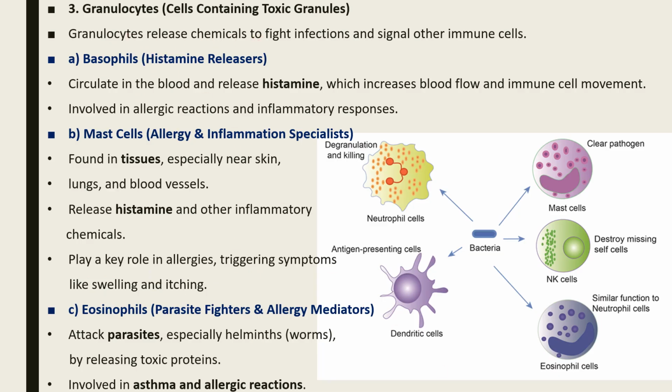Number three: granulocytes, cells containing toxic granules. Granulocytes are further divided into basophils, mast cells, and eosinophils. Basophils circulate in the blood and release histamine, which increases blood flow and immune cell movement, while mast cells are found in tissues, especially near the lungs and blood vessels, and release histamine and other inflammatory chemicals. Eosinophils attack parasites, especially helminths, like worms, by releasing toxic proteins. They are involved in asthma and allergic reactions.